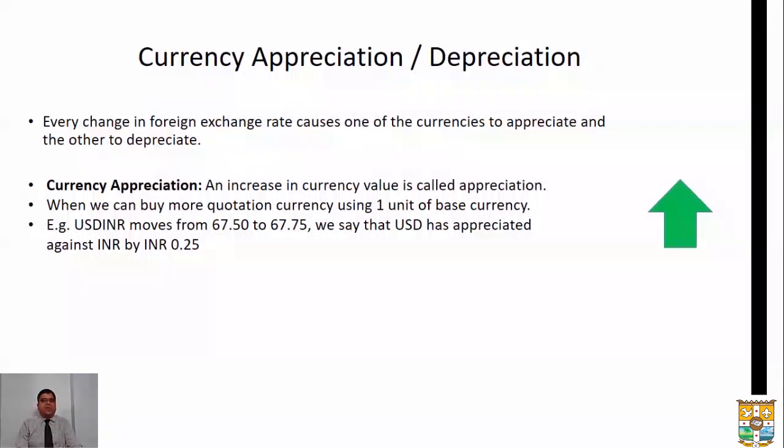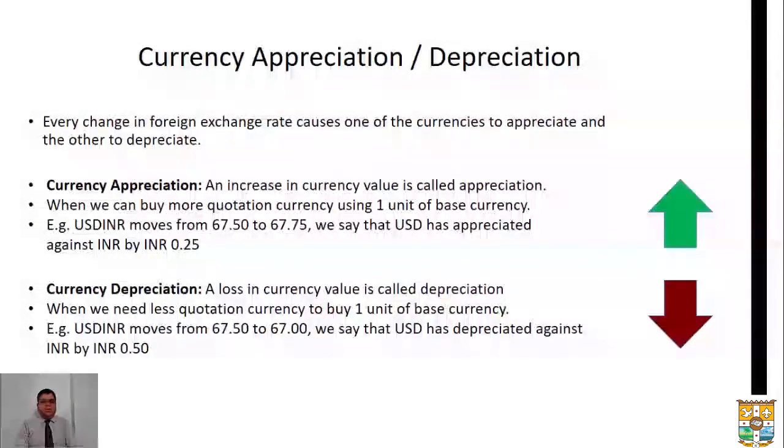It simply means that when we can buy more of the quotation currency using one unit of the base currency, we say that the base currency has gone up, or the base currency has appreciated. For example, USD INR moves from 67.50 to 67.75. That means earlier I could buy only 67.50 INR by paying $1. But now since the USD has appreciated, we can buy 67.75 INRs, which is 0.25 INRs more.